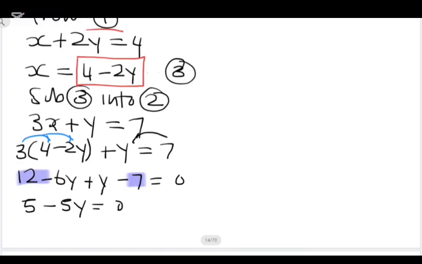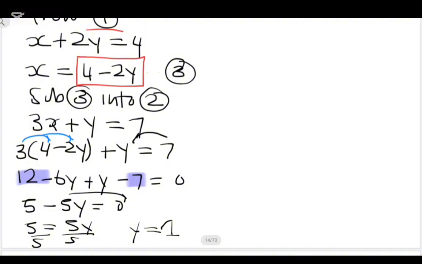From here I can just solve for y. There are a lot of ways to do this, but the first one that I see: I can take this one to the other side, which is going to be positive 5y. Then I divide both sides by 5. Then my y is going to be equal to 1.